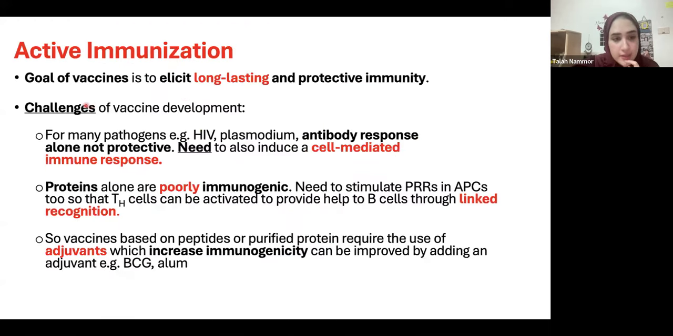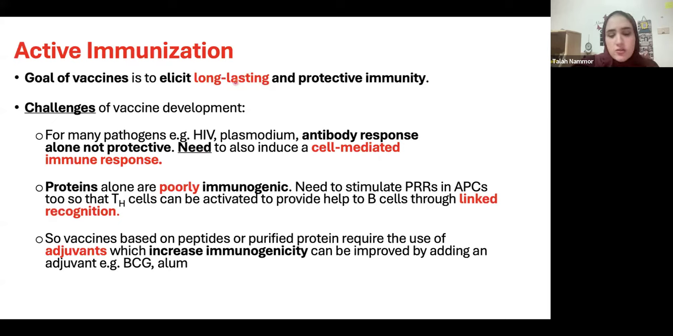Now active immunization. With active immunization, we want to stimulate our immune system to produce long-lasting immunity. What are the challenges that we might face? For example, HIV. Why until now don't we have HIV therapy, or something that can protect you against HIV? It's because for us to produce an antibody response that's really strong, what do we need? We need a cell-mediated immune response. When we say cell-mediated, we mean T cells.